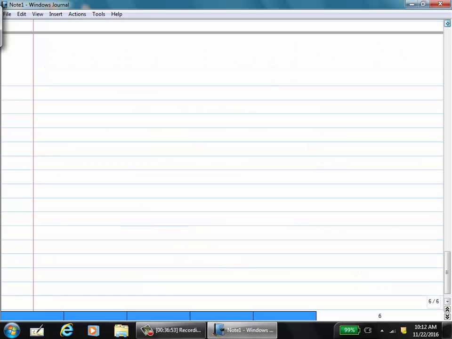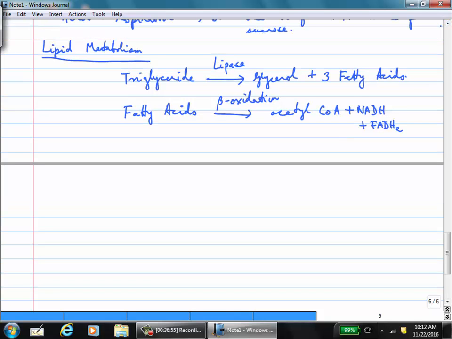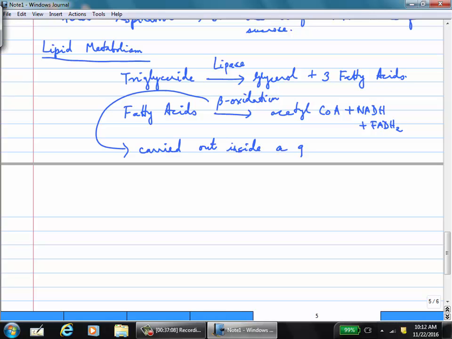And in the case of plants, this processing, this beta oxidation, is carried out inside an organelle that is called a glyoxysome. In the case of animals, it's going to be carried out inside mitochondria. So this is how lipids are broken down to produce energy, right?